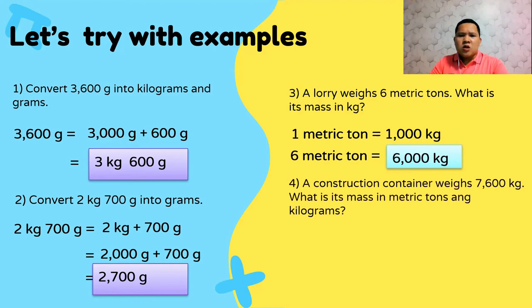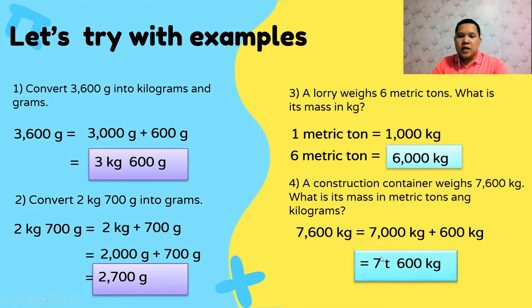Last example. A construction container weighs 7,600 kilogram. What is its mass in metric tons and kilograms? You can write like this, just like this one here. 7,600 kilogram equals 7,000 kilogram plus 600 kilogram, or you will write like this, 7 ton and 600 kilogram. This is all about the relationship of the units in mass.